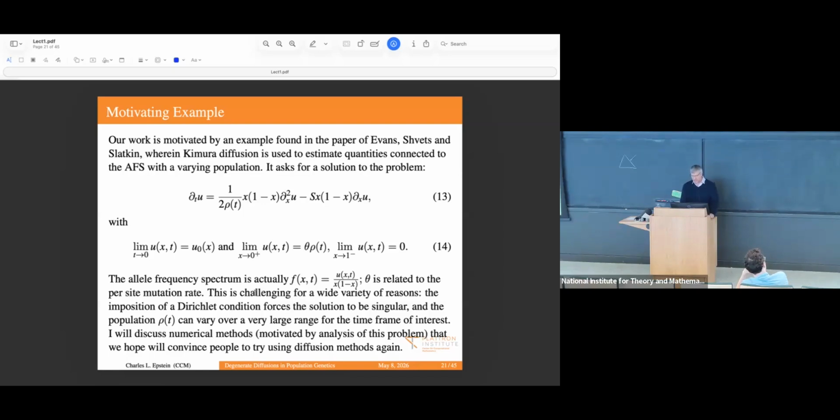Okay, so this is a very challenging problem, and the problem is challenging mostly because you're imposing this Dirichlet condition that forces the solution to be singular. And it's not just that it's singular at time 0. You're inserting a new singularity at every successive time. So you have to really resolve this singularity.